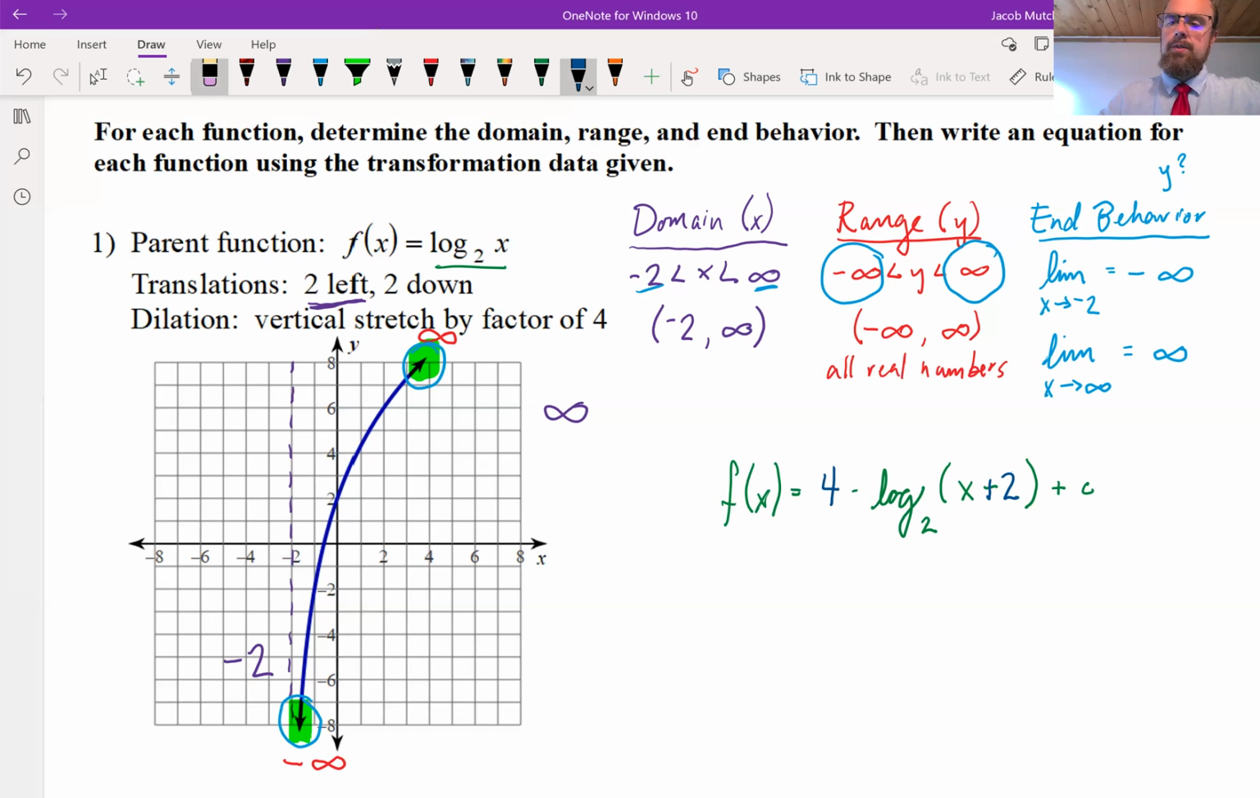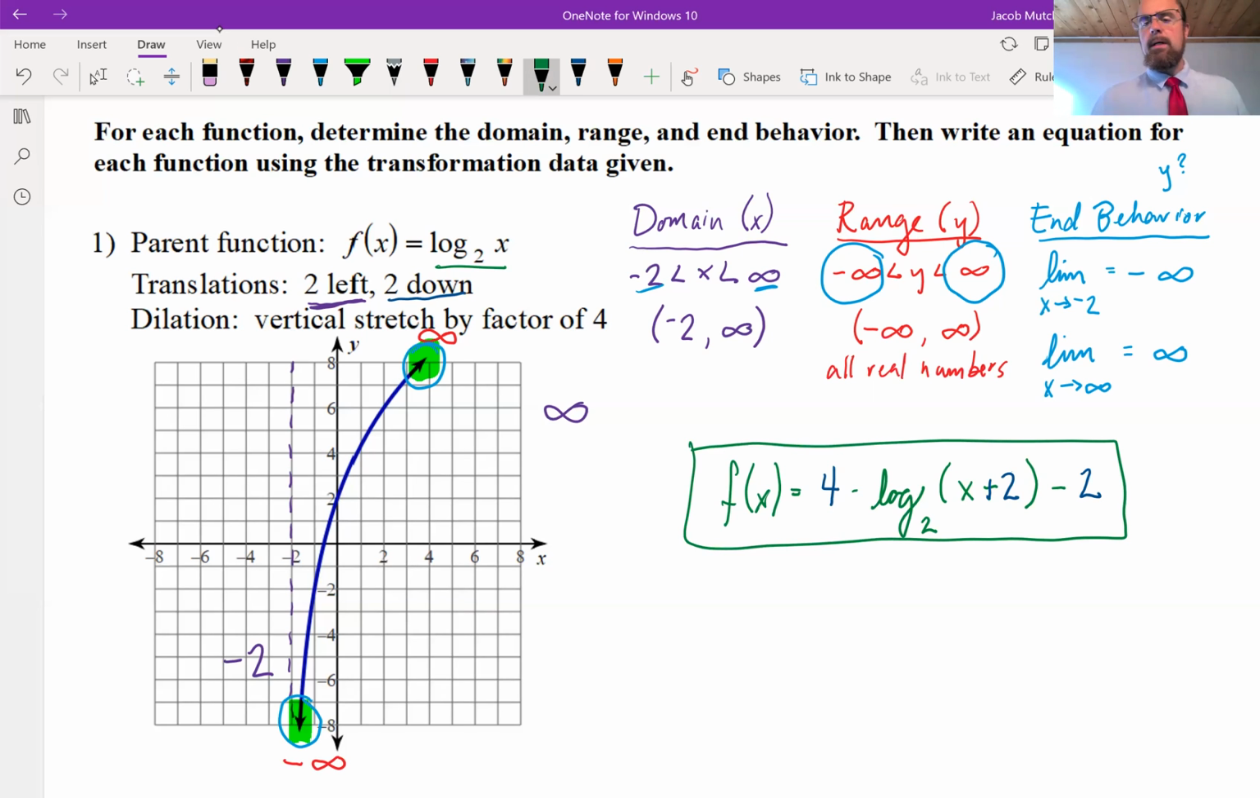And then on the far outside, I see that the graph has been shifted down 2 in my data. So I'll put the 2, but remember that on the outside, we actually follow the sign. So I'm going to make that minus. And that gives me a good equation for this function. f of x equals 4 times log base 2 of x plus 2, minus 2. And just so that we can check our prediction with the equation, I want to head to Desmos and graph this.